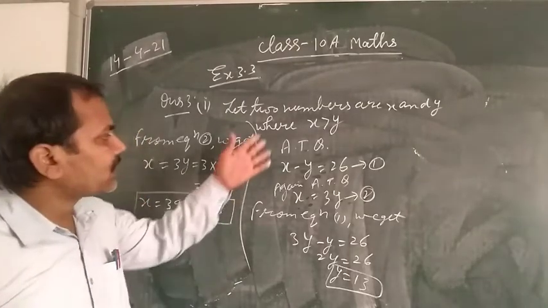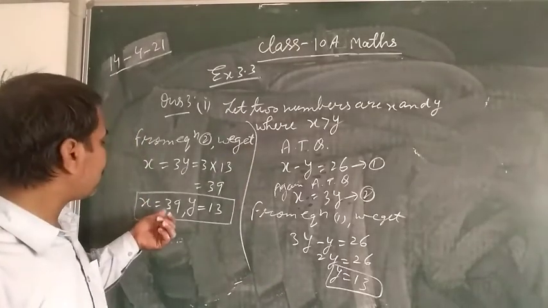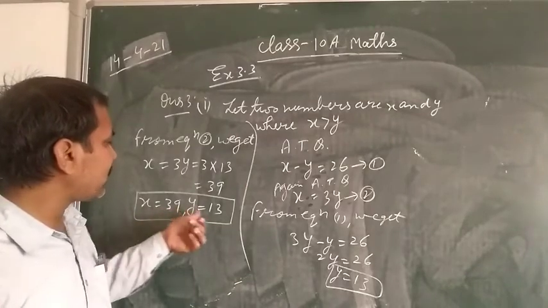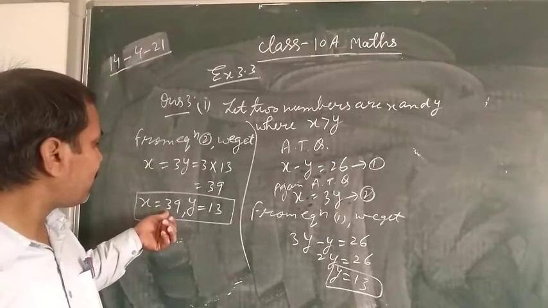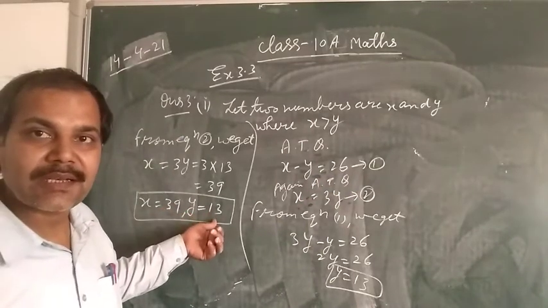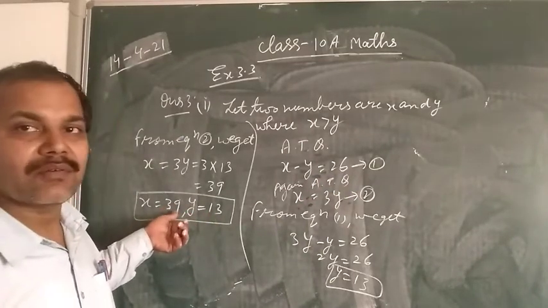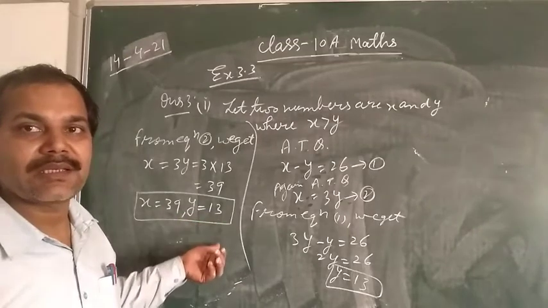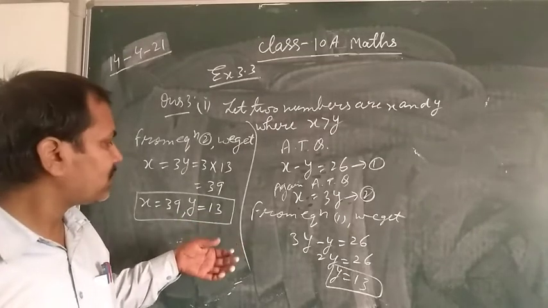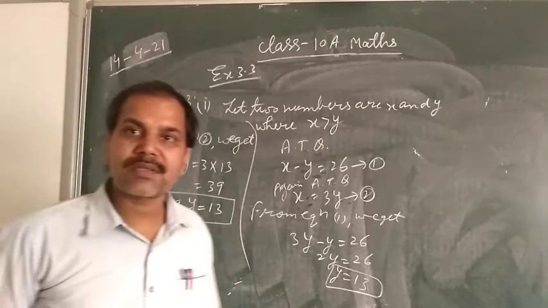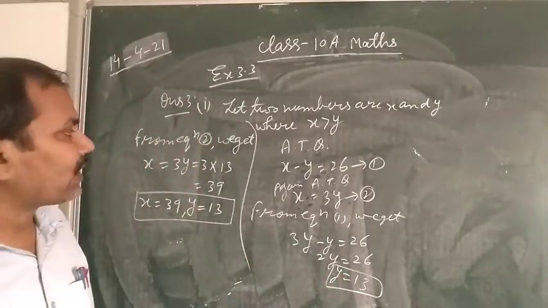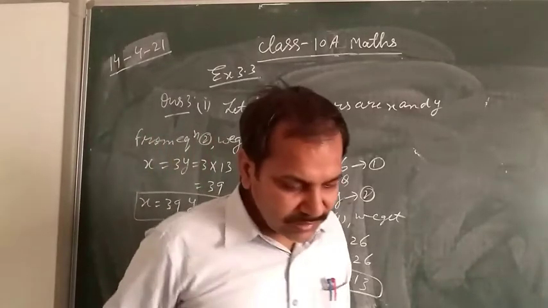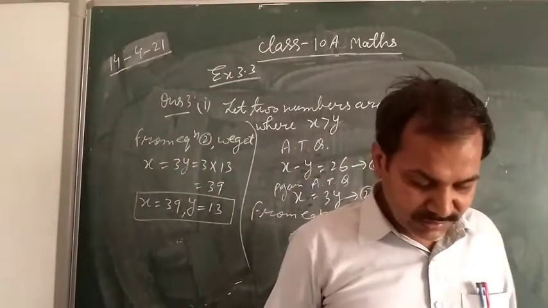And also you can check your conditions. So difference of two numbers, 39 minus 13, is 26. And one number is 3 times another number. So 39, you also know that it is 3 times 13. You read the table of 13: 13 1 13, 13 2 26, 13 3 39. Clear? So like this, questions are simple, only you have to make equations.